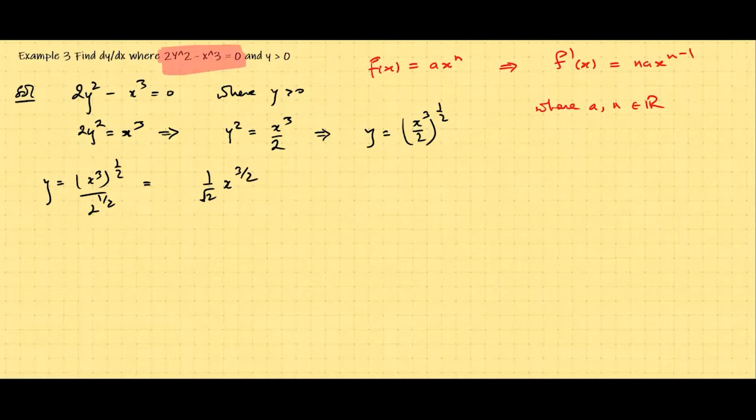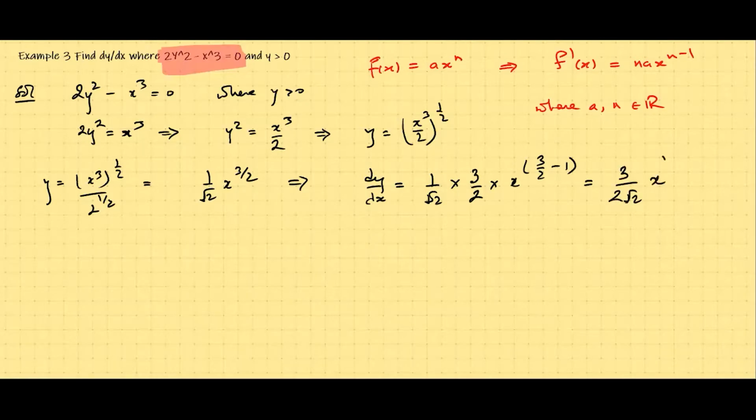Now this is perfectly in the form a x to the n, so I can differentiate this very directly. The 1 over root 2 comes along for the ride, and the x to the power 1.5 can be differentiated to give you 1.5 times x to the power of 1.5 minus 1, which can be tidied up to say 3 over 2 root 2 x to the half, and we've worked out our derivative.